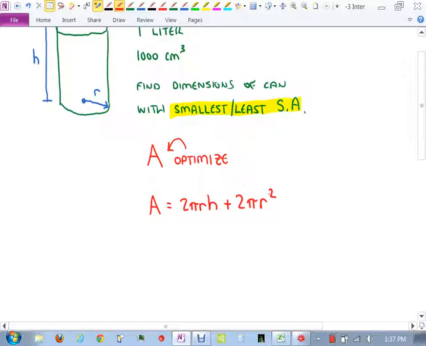How many variables does A depend on right now? What would I need to know in order to tell you the area of this can? The radius and the height, correct? We cannot find the maximum and minimum of a function if it has two variables in it. We need a single variable. So the only way we can get this down to just r and just h is to use what?